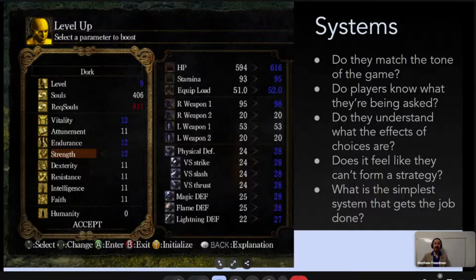Does it feel like they can't form a strategy? So if I'm applying points in an RPG system here, if it feels like I can't customize a character or build an overall strategy, that's also going to be a design failure there.